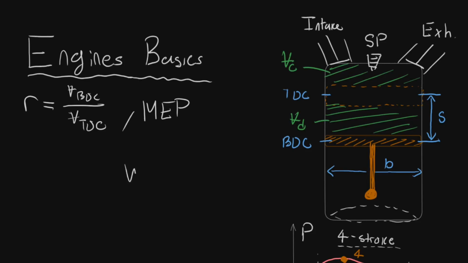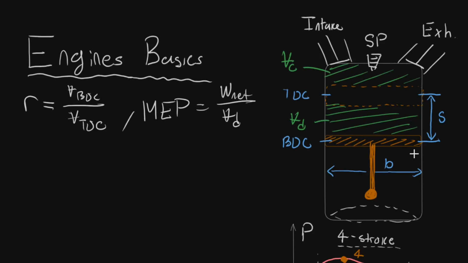So if you remember, our work output is like the integral of PdV. If we take our net work output and divide it by our displacement volume, that would be the effective pressure, basically the average pressure it would work at in order to get the same work output. So that's the basics of our engine, right?